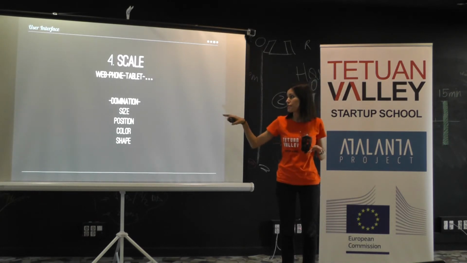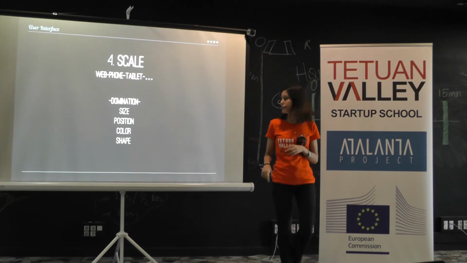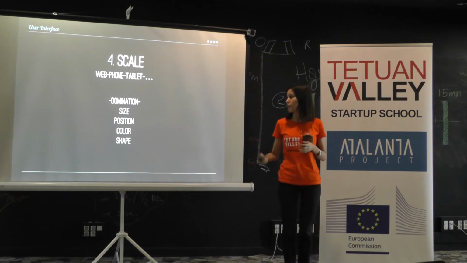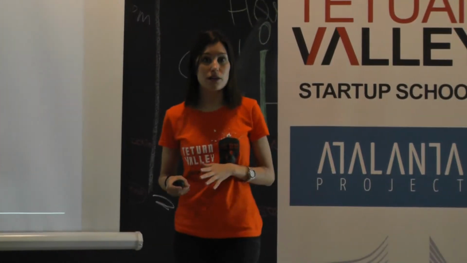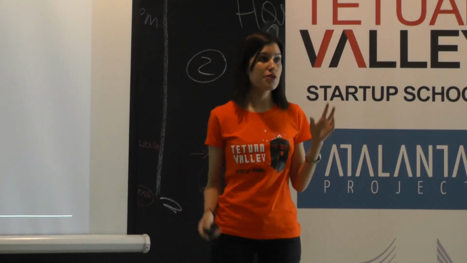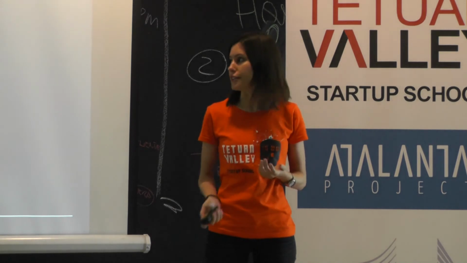And there are some resources like size, position, color, or shape. If something is bigger, I would look straight to that point. So make sure what is important is big and what doesn't matter is small. Because if we don't see a kind of hierarchy, it's impossible for the user to easily understand.